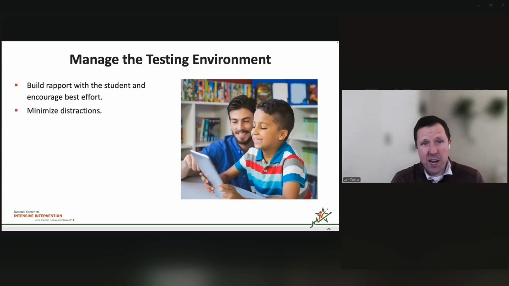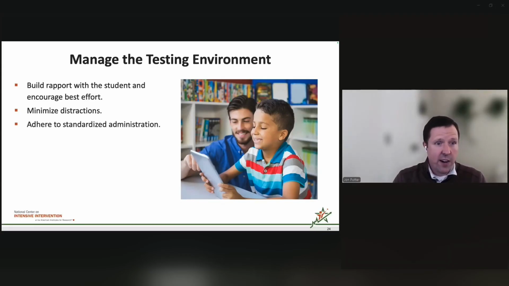As much as possible, minimize distractions. So think about where you're testing, what else is happening. If you have a quiet testing environment, make sure that happens. As much as possible, if you can minimize the fire alarm going off, other big things, do that. You want to make sure kids can focus.